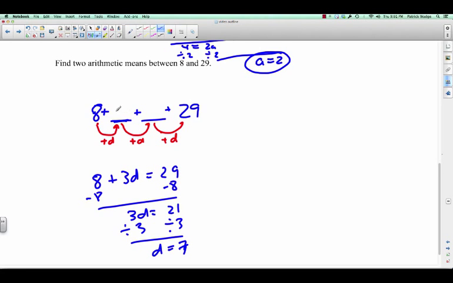Now we can figure out the numbers. If it's 8 here and the difference is 7, the next number is 15. And the difference is 7. The next one is 22. We can even check our work. The next number would be 22 plus 7 is 29. We got it right. Okay, so that's all they mean by arithmetic means. Okay, there you go. You now know arithmetic sequences and arithmetic series.